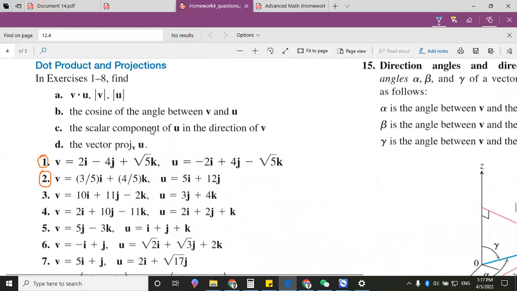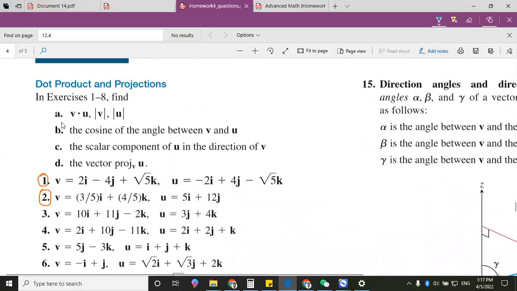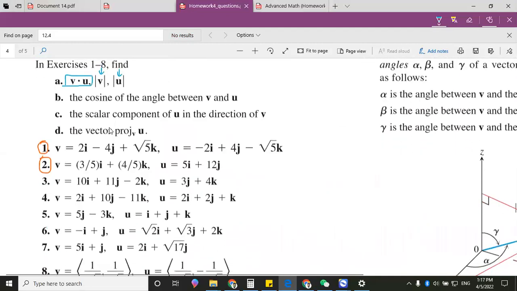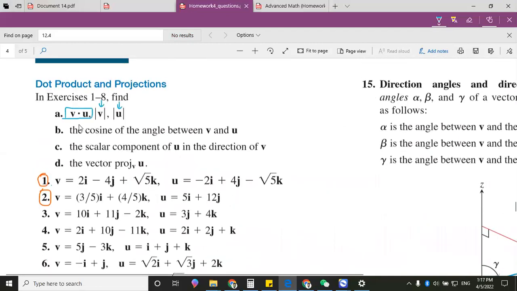12.3. Okay, so we have to find u dot v, like the dot product of u vector and v vector, and then we have to find modulus v and modulus u. So here if we calculate the dot product, it will be this way. Here our vector is 2i minus 3j plus root over 5k. This is our v vector, and u vector is minus 2i plus 4j minus root over 5k.